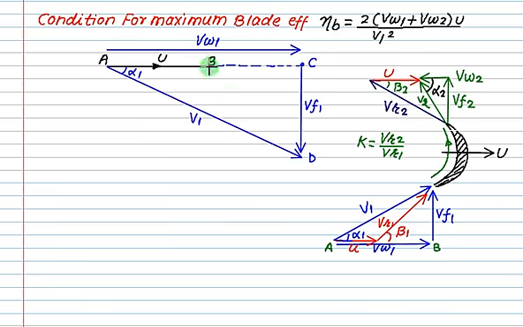Then if you join B to D, you will get the relative velocity at inlet, and this angle will be equal to beta 1. So this one is your inlet velocity triangle. When you go to the outlet triangle, we come across K, and from K we can calculate VR2. That is the standard procedure for the outlet triangle, and you have to construct beta 2 at this point. This figure is not to scale, but in fact VR2 is less than VR1. So this is VR2, making an angle of beta 2 here.